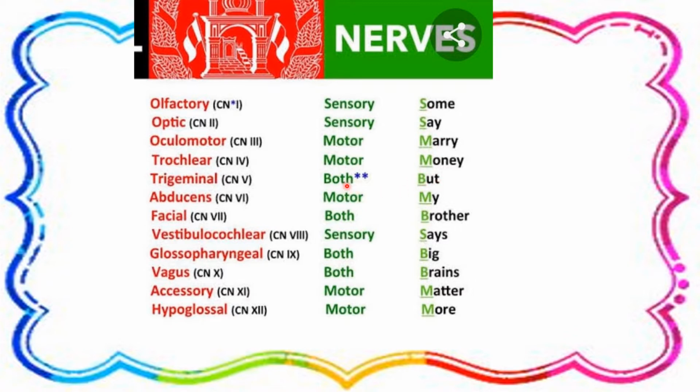So it's important that you memorize first the 12 cranial nerves using the technique in the previous slides, and then this slide is for you to remember its type of impulse, whether it's for sensory, motor, or both.